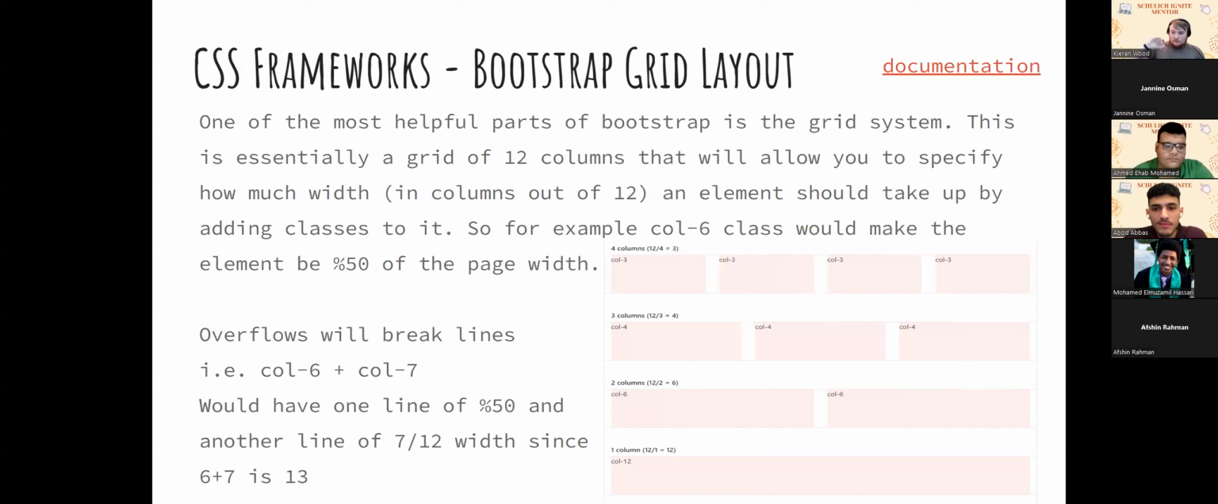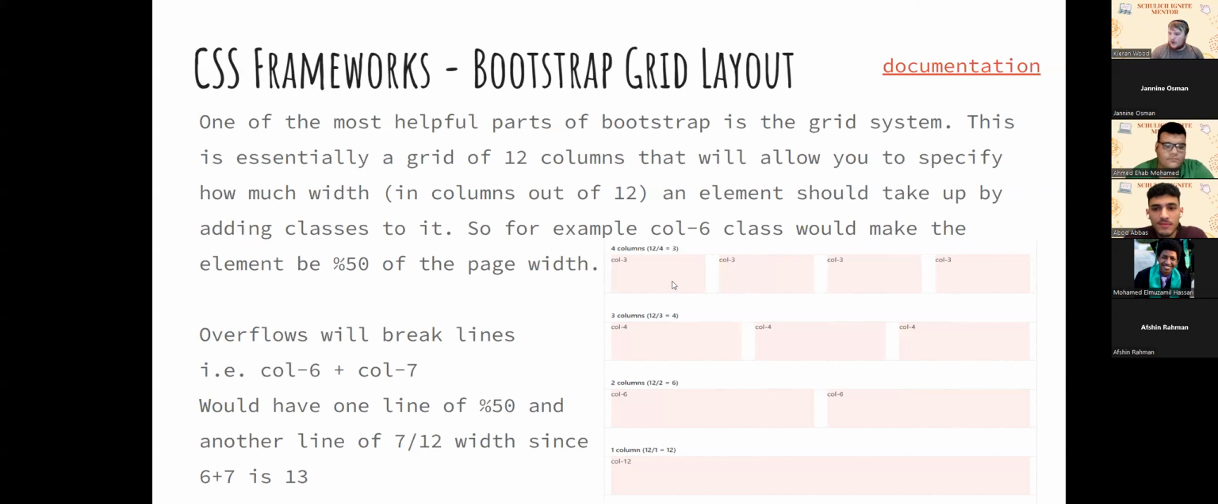Any overflows will break lines. So if you go over 12, for example, if you have a 6-column card and a 7-column card, you'll end up with one line with a 6-column card that takes up 50% of the page. And then you'll have another line where that second card will be shot down to, where it's taking up 7/12 of the page. So just keep that in mind. Essentially, you want to make everything stack into 12ths.